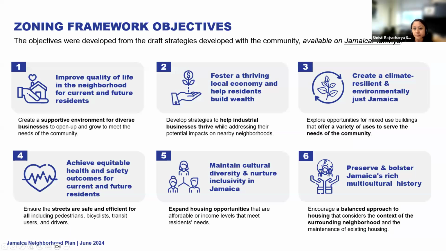Just a reminder that all of the work we're doing in this neighborhood plan is guided by these goals. Each goal has a number of strategies that you can find on our website, but we specifically highlighted the strategies that the zoning framework is addressing. For example, as you see under goal 1, to improve quality of life, the zoning framework is aiming to create a supportive environment for diverse businesses to grow or open up to meet the needs of the community.